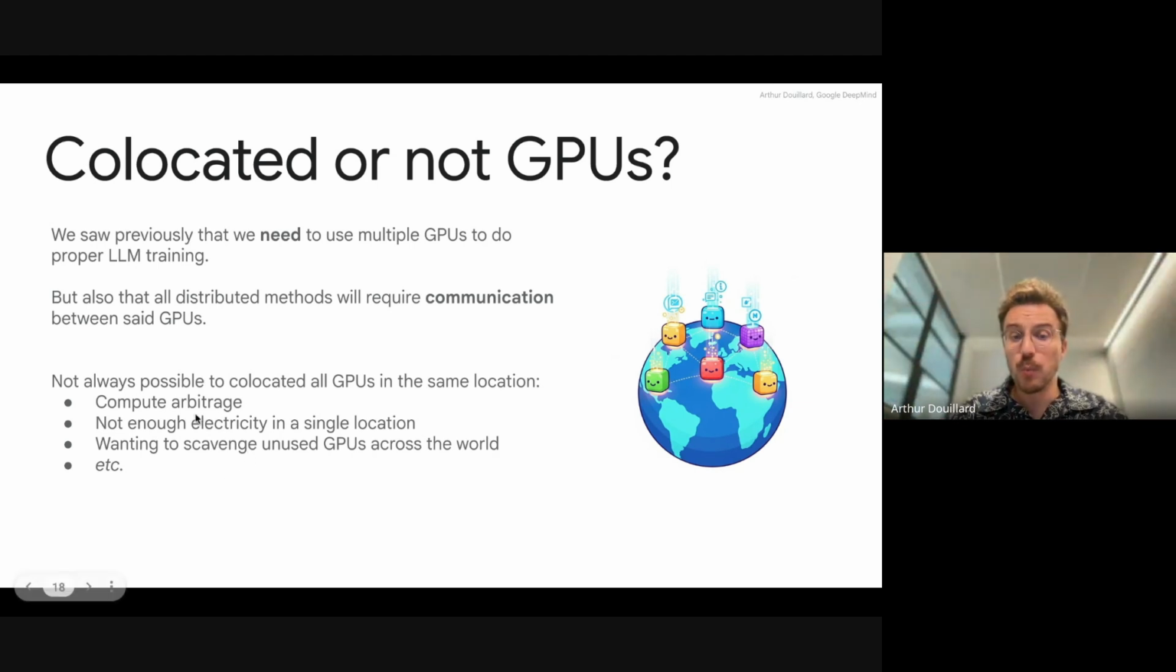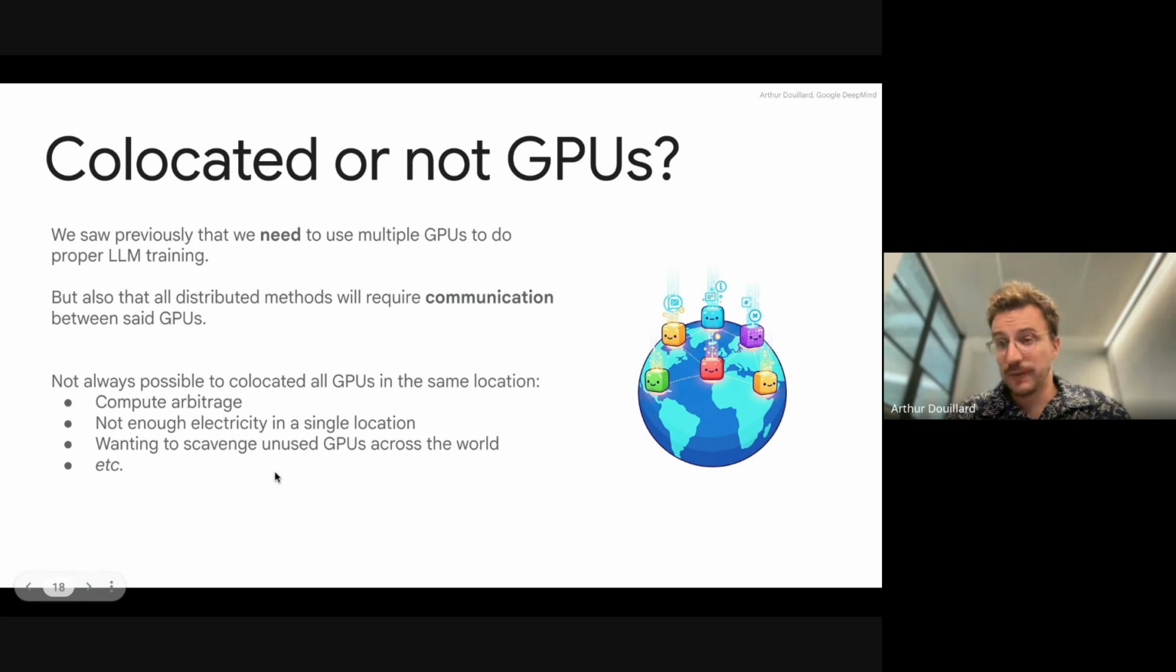You also want to do compute arbitrage. Sometimes compute can be cheaper in one location than another, maybe because people use less compute at that location at that moment. So you want to do an arbitrage and use that compute that is cheaper. Or maybe electricity is suddenly cheaper at that location, so the compute is also cheaper and you want to use that. So you will be able to split your model across multiple locations and use only the locations that are the cheapest for you to train your AI.